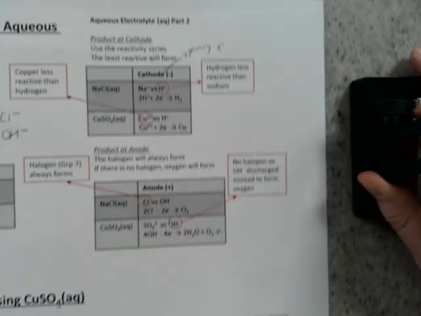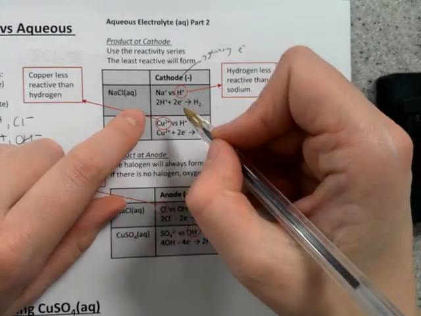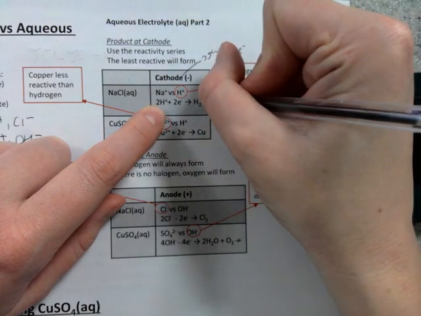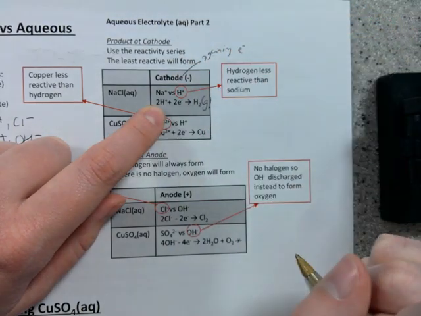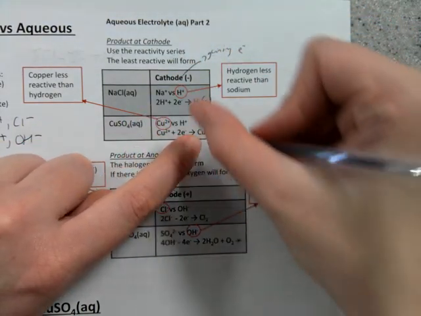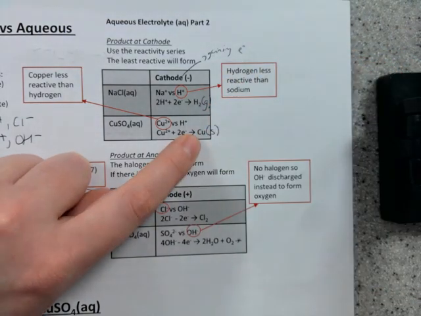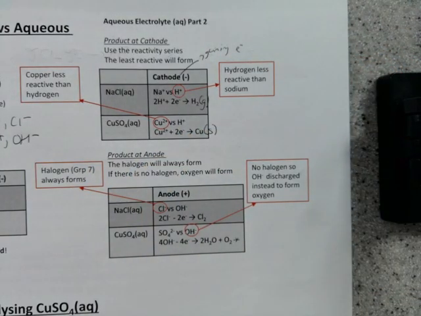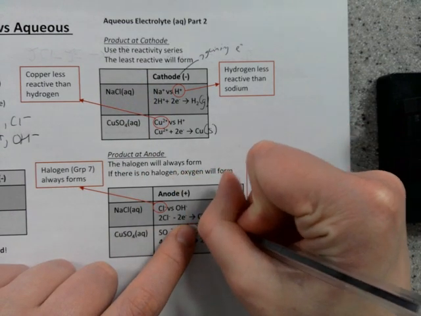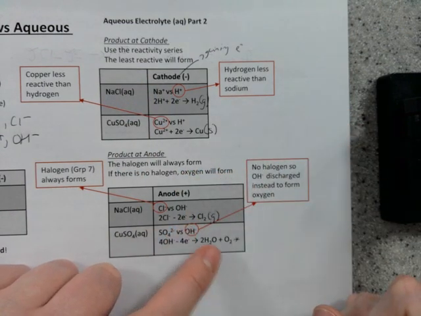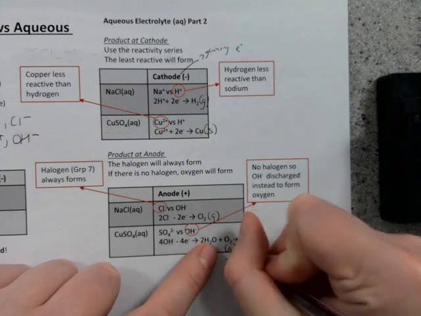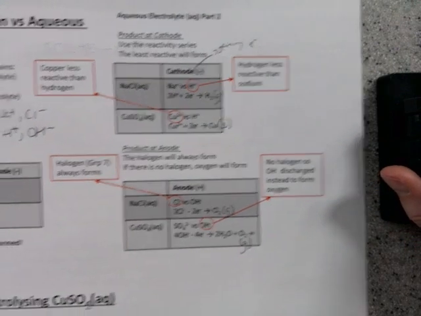anode. In terms of observations, in terms of what you would see, up here, you're making hydrogen. Hydrogen's a gas. You're going to see bubbles. Down here, you're making copper. Copper is a solid, so you would see solid copper, brown copper building up on the cathode. Down here you're going to form chlorine. Chlorine is a gas, you'll see bubbles. Here you're forming water, but you're also forming oxygen. Oxygen's a gas, you're going to see bubbles.